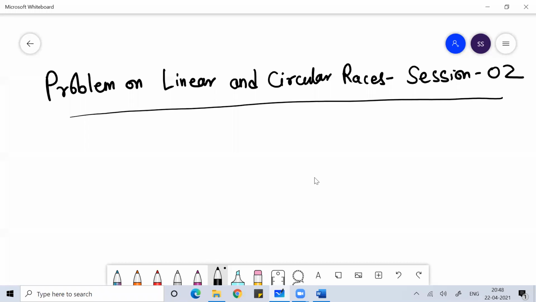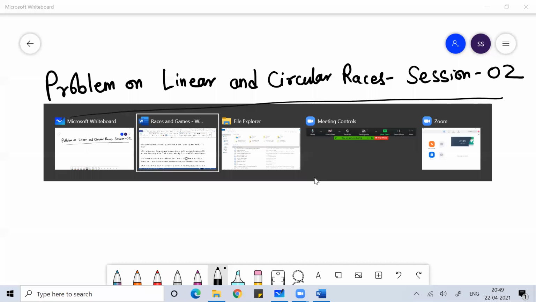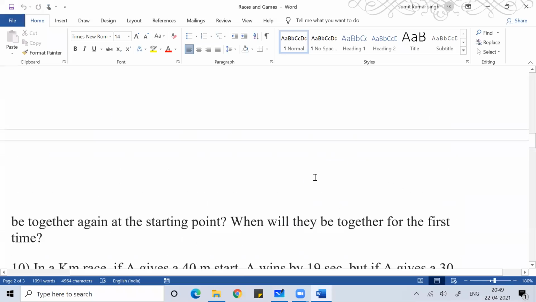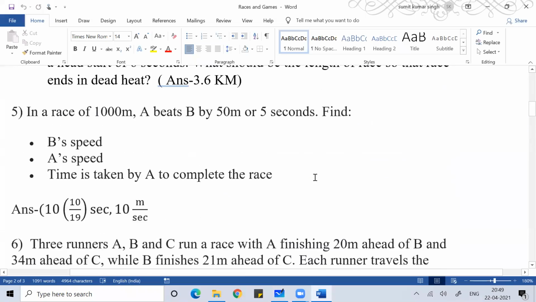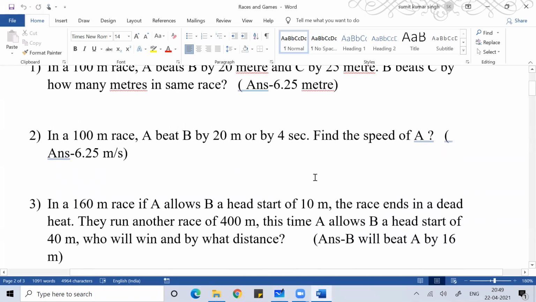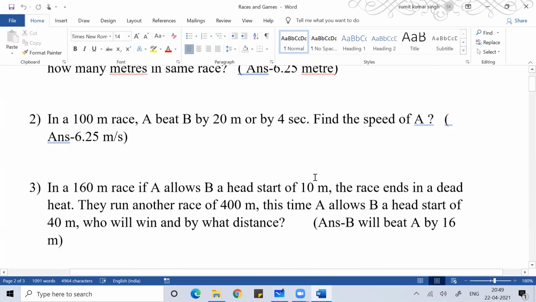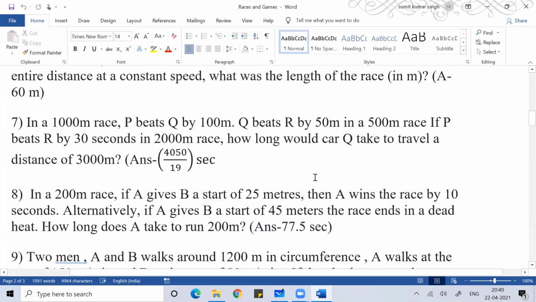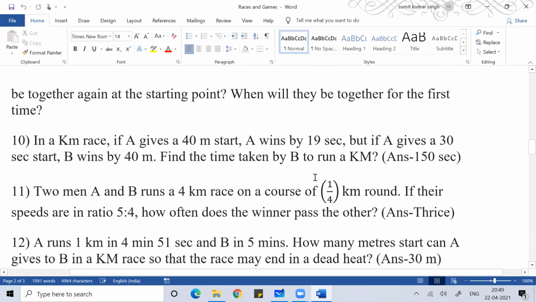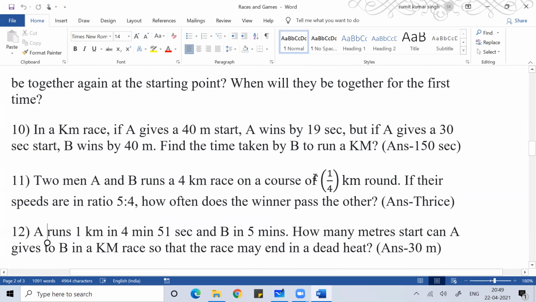Welcome everyone to the second session on the problems on linear and circular races. In the last class, we did up to nine problems, including a couple of problems related to linear races and a couple related to circular races. So we'll continue the discussion on the same topic.